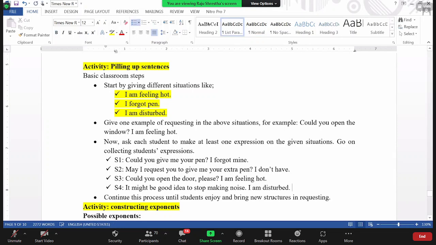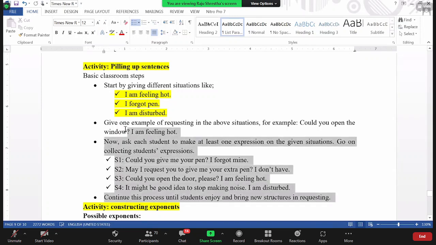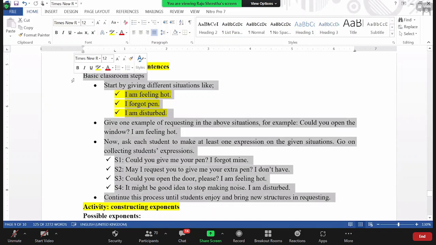Students make a lot of exponents or sentences on the basis of the situation which we give. This is piling up sentences. We go on collecting, and we can make a long list. Continue this process until students enjoy and bring new structures in requesting. This kind of classroom procedure you can write while using this activity in the class to teach requesting.